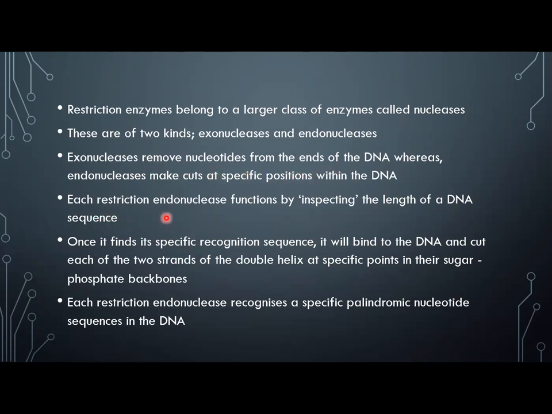Each restriction endonuclease functions by inspecting the length of the DNA sequence. Once it finds its specific recognition sequence, it will bind to the DNA and cut each of the 2 strands of the double helix at specific points in their sugar-phosphate backbones. Each restriction endonuclease recognizes a specific palindromic nucleotide sequence in the DNA.